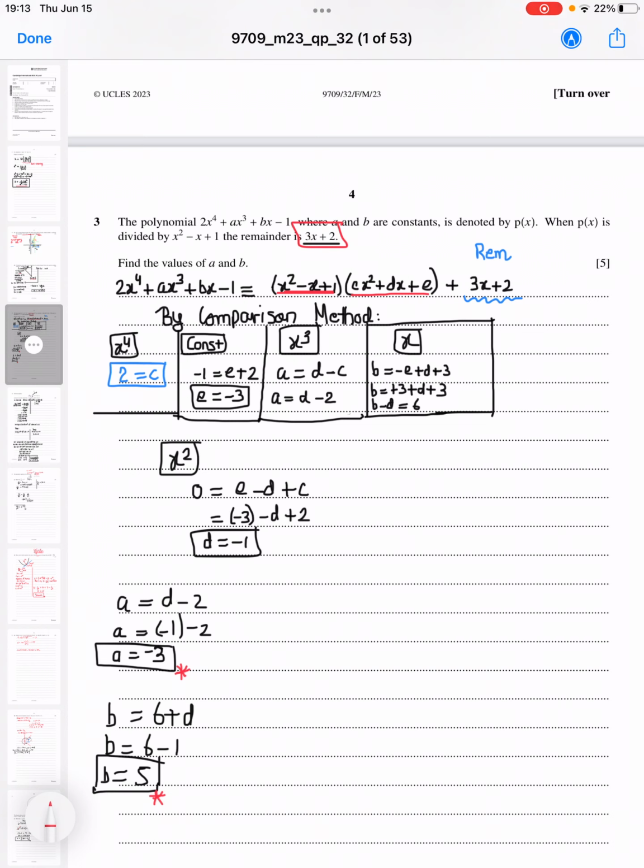So by the comparison method, do bear in mind that first we take the highest power, then we take the constant, and then we take the intermediate powers. So just compare it and you would get all of the values, and our final answer is a equals minus 3 and b equals 5. So now question number 4.